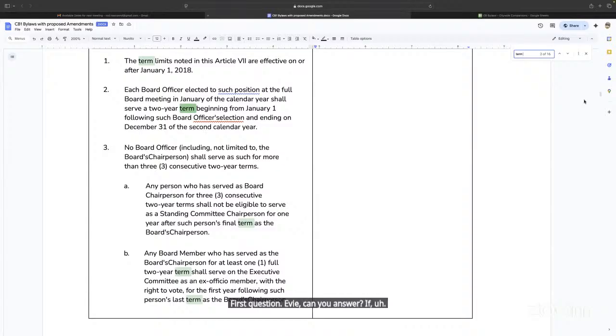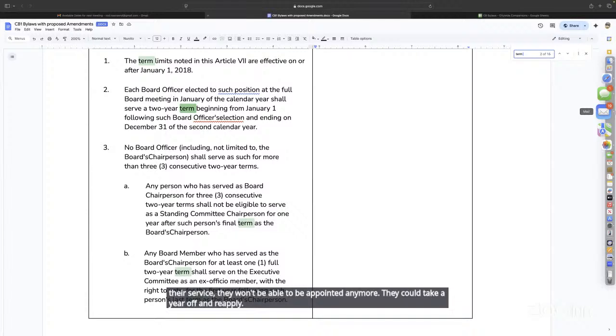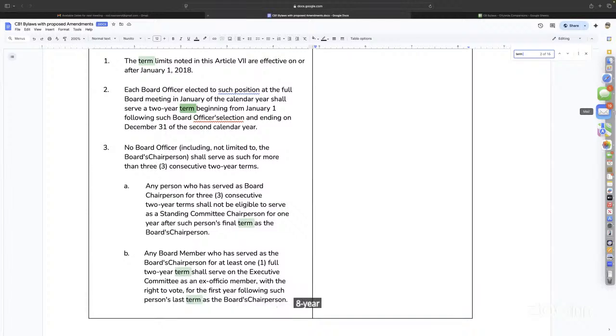Yeah, no, what happens in 2027 is the first set of term limits kicks in. So there will be a group of board members who will complete their service. They won't be able to be appointed anymore. They could take a year off and reapply, but basically it's an 8-year term limit, right? So when the law was changed, basically the clock started, and the 8 years will be up for the first group in 2027.